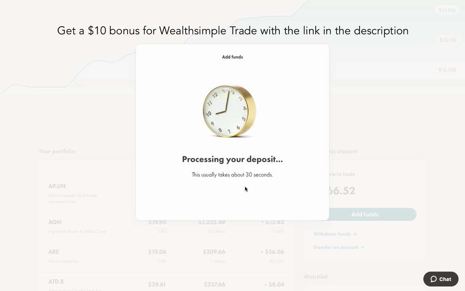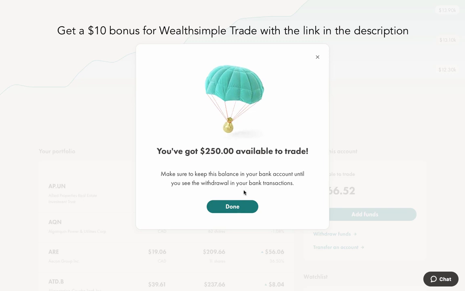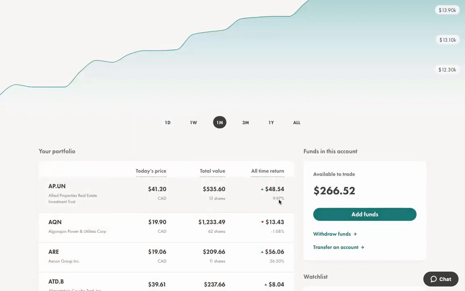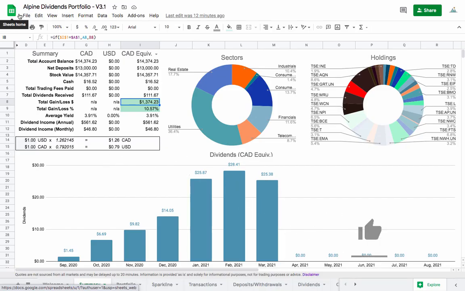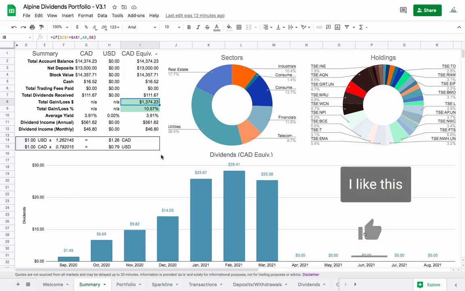30 seconds, that's cool, I can work with that. Okay, cool, nice, we have 250 available to trade and the balance is up. Awesome. So let's go back into the Google Sheet then. I just wanted to do that now just to make sure that it actually was instant. Otherwise I'd probably just stop the video, but looks like we're good to go.